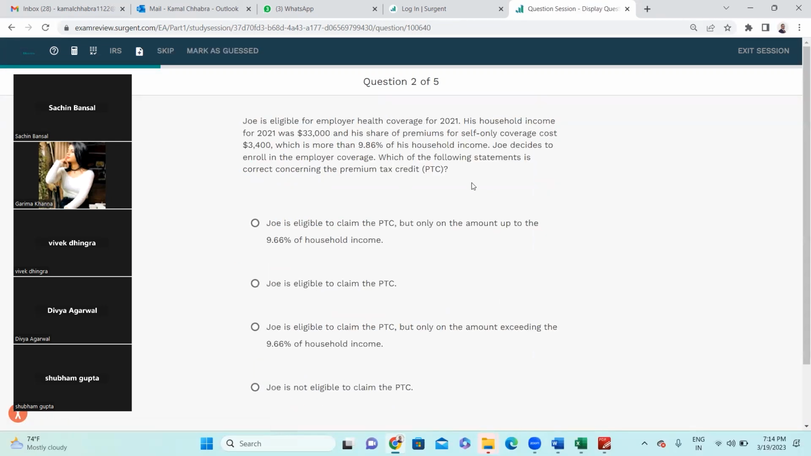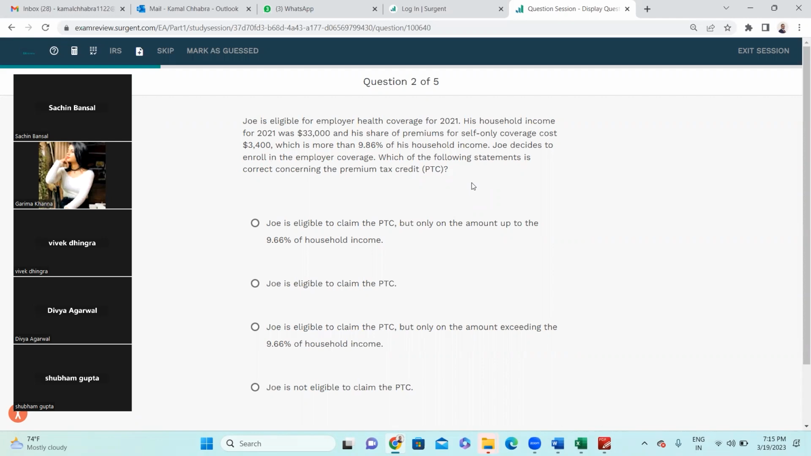Next question. Joy is eligible for employer health coverage for 2021. His household income for 2021 was 33,000 and his share of premium for self-only coverage cost 3,400, which is more than 9.86% of the household income. Joy decided to enroll in the employer coverage. Which of the following statements is correct concerning the premium tax credit?